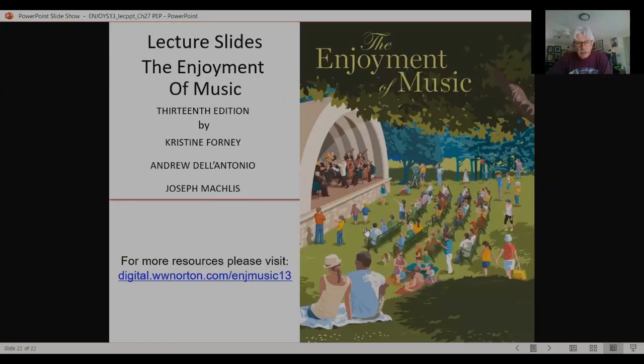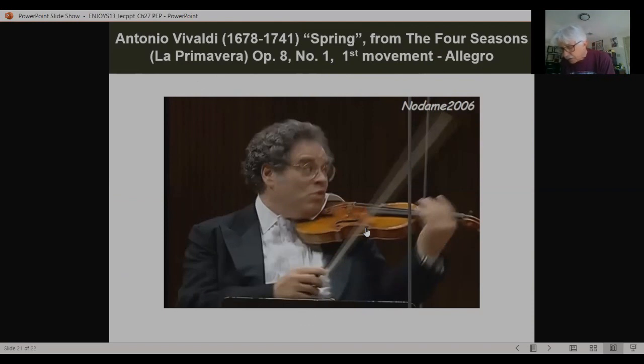There are three movements to the whole piece of music, and in a text, they have us listening to the first movement only. Remember, concerto, solo versus the orchestra. Three movements, fast, slow, fast. That concludes chapter 27, Antonio Vivaldi and the Concerto.